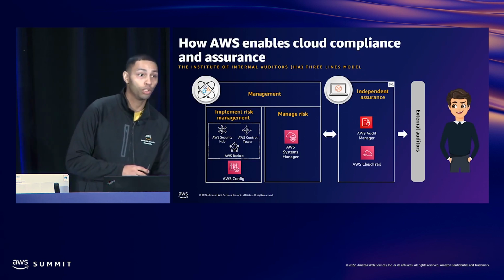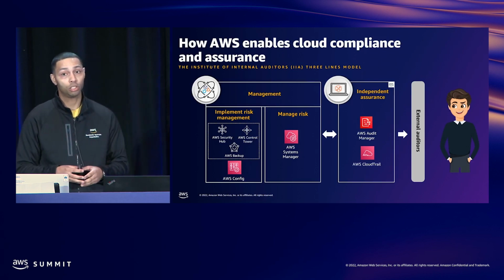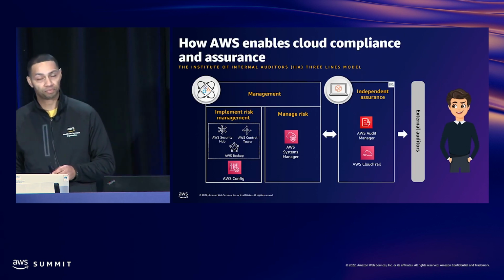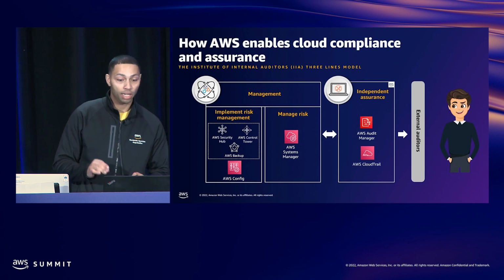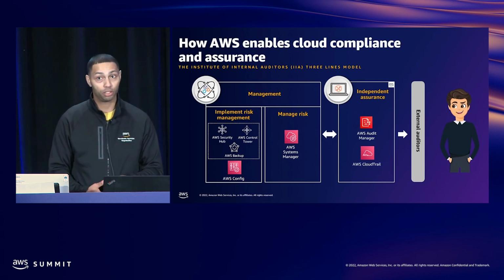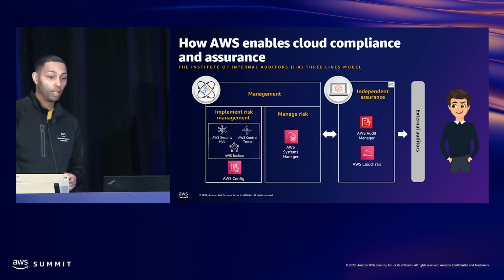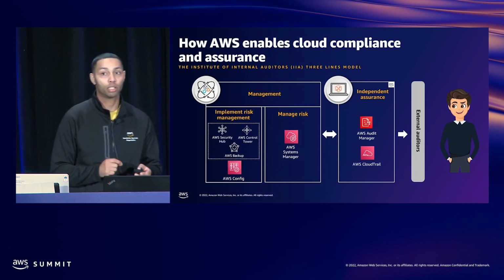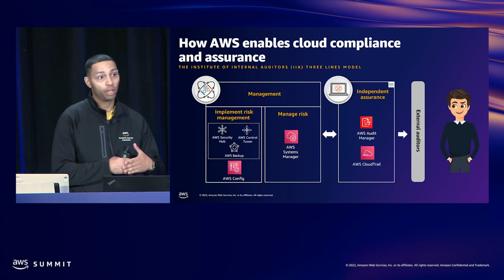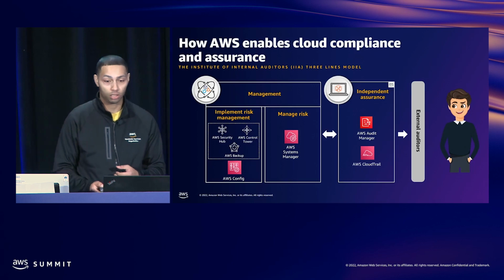This is where you're going to be managing risk. That means during those operations, what happens? We're going to talk a little bit about Systems Manager further down the line. The third line of defense is making sure that we have independent assurance. For this, we use services like AWS Audit Manager and AWS CloudTrail. Those are our two staple services for creating audit reports or having access to those audit logs.